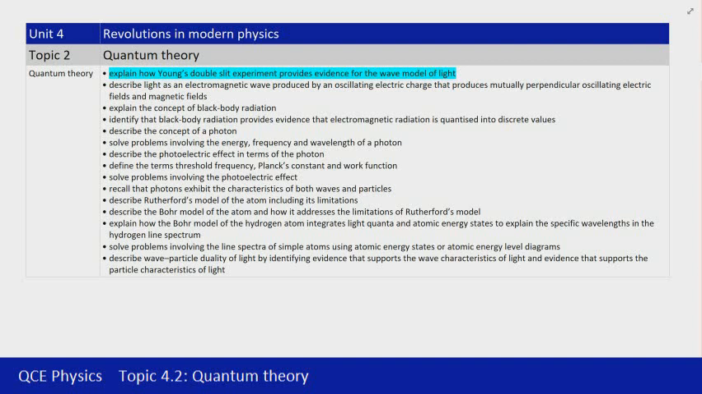Unit 4 is on revolutions in modern physics, so we're basically going to be looking at our development of understanding in the past, say, 2, 3, 400 years or so, some of the significant things that have happened in that time that have allowed us to get a better understanding of the universe and what makes it up and how it operates. You can see the first thing that we're going to look at here is quantum theory.